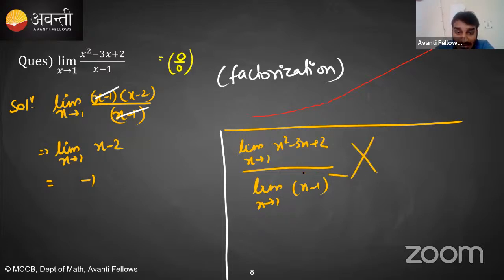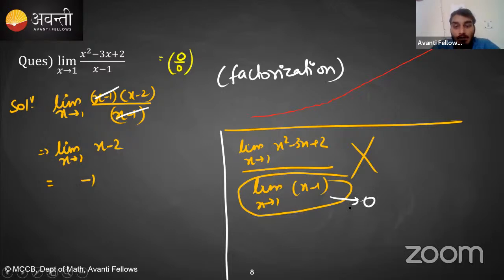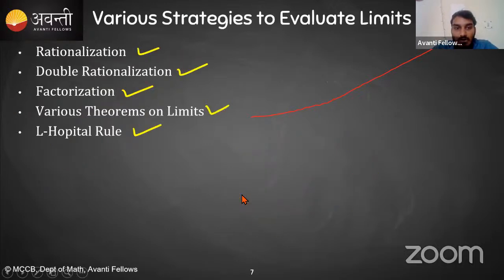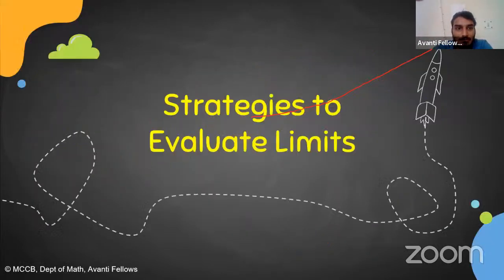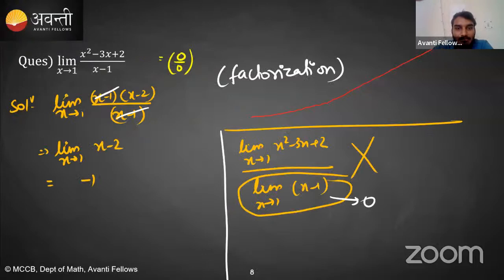Why? Because this limit is 0. In the denominator you are creating 0, right? This limit is 0. And the fundamental theorem, you know, from the quotient rule, says you can write f of x upon g of x like this, as long as the limit of g of x is non-zero. But here the limit of g of x is 0. So that's why you cannot write like this. Is this clear, Karthik? Okay.